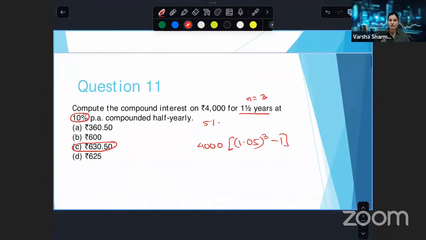Any doubts till question number 11? All clear? Sure.